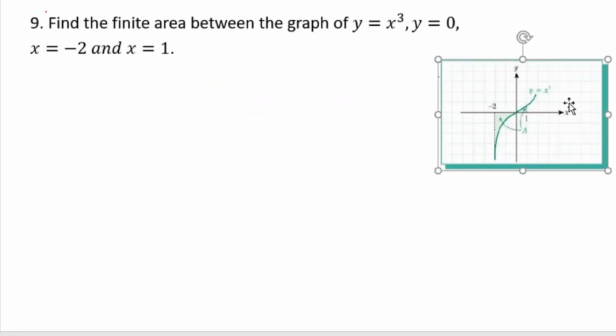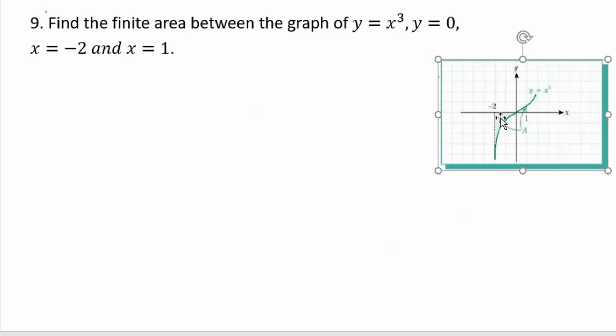Number 9, find the finite area between the graph of y equals x cubed, y equals 0, x equals negative 2, and x equals 1. So in this kind of problem, our interval is coming from negative 2 to positive 1. But if you look at the graph, we have here from negative 2, and then there is an intersecting point at 0.